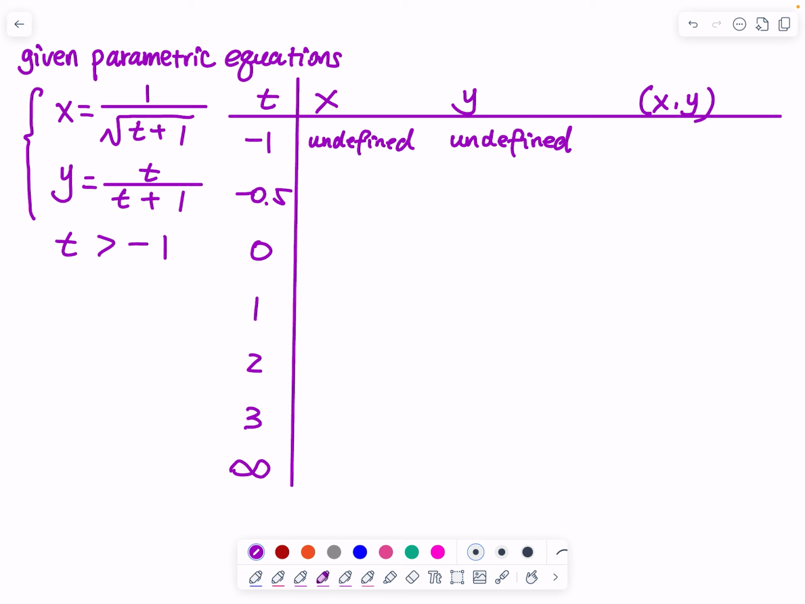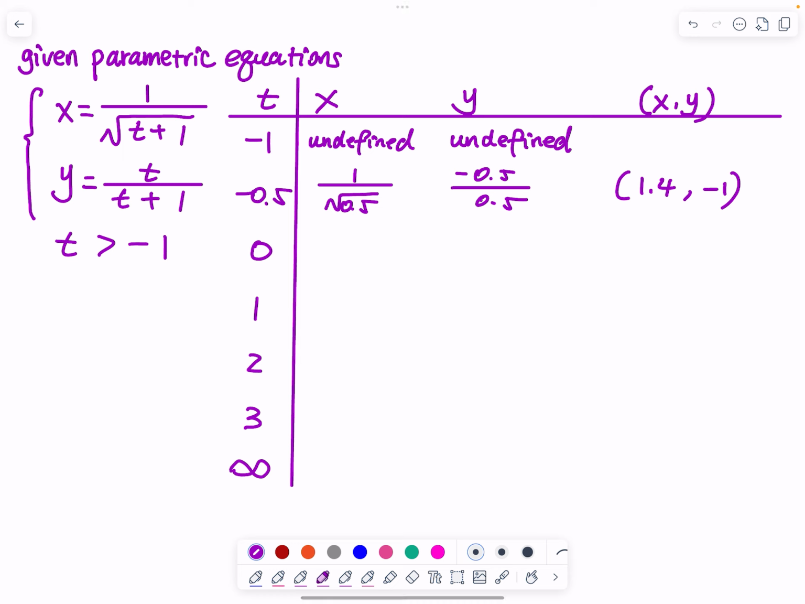And then for the negative 0.5, I choose one negative value. You can try negative 0.25, negative 0.75. That's okay. You can definitely try more points. This one is 1 over negative 0.5 plus 1, which is 0.5, and then this is negative 0.5 divided by 0.5. Approximating that, you get 1.4 comma negative 1.